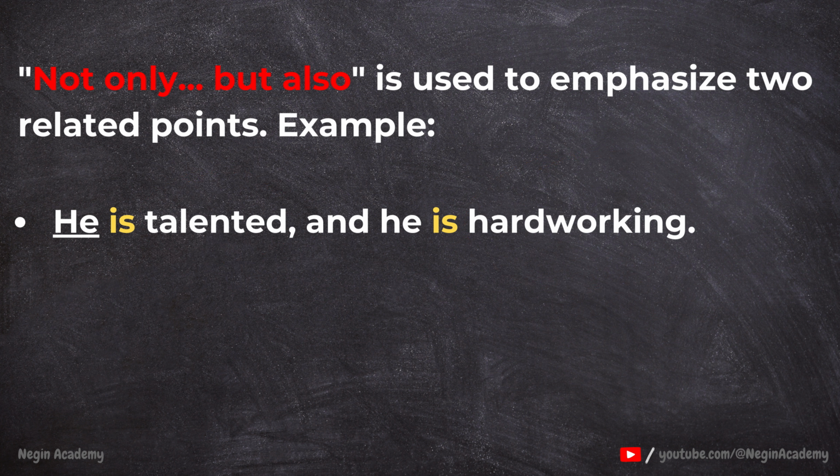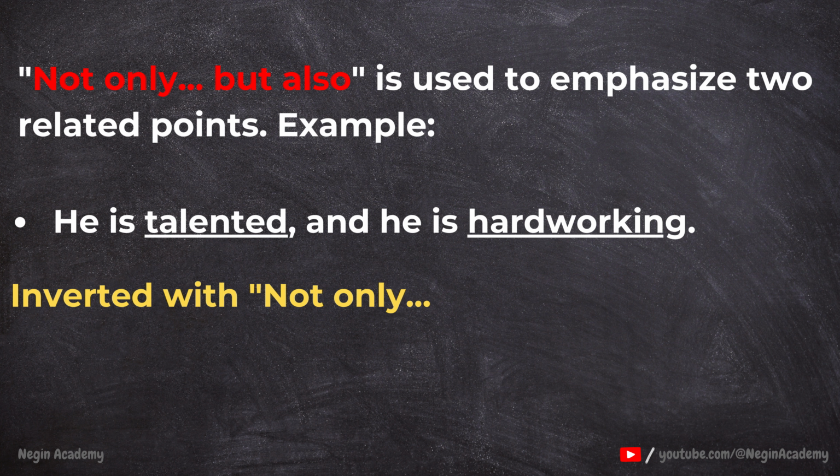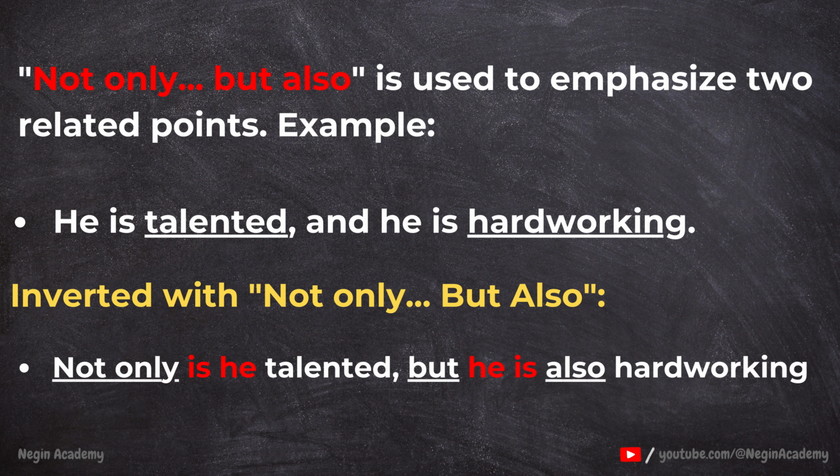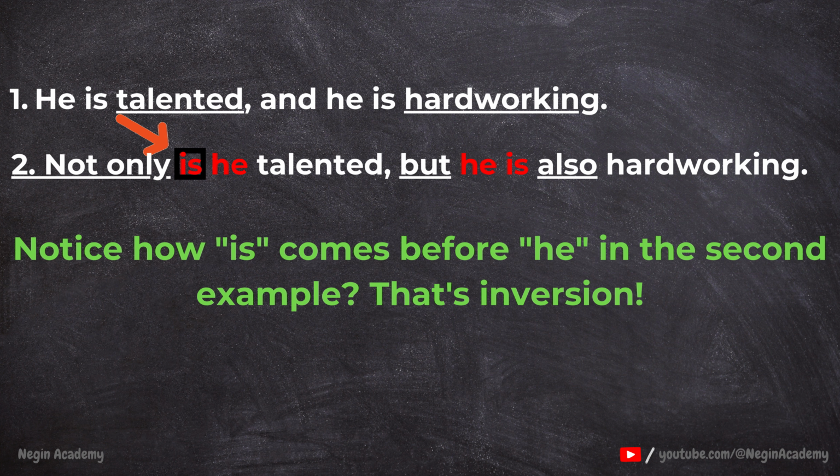For example, the order of the sentence is normal. We have the subject he at the beginning of the sentence and then we have the verb is. But let's look at the inverted version with not only but also. We have to say, not only is he talented, but he is also hardworking. What happened here? Here you have to notice how is comes before the subject he in the second example.